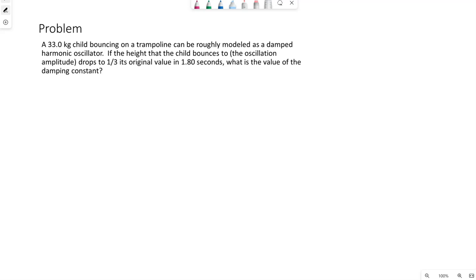So this problem is asking about the amplitude and how that amplitude is changing, which means out of our damped oscillation equations, we simply need the portion that talks about the amplitude. All right, so we know the mass of the child is 33 kilograms. We know that the height that the child bounces to drops to 1/3 of its original value.